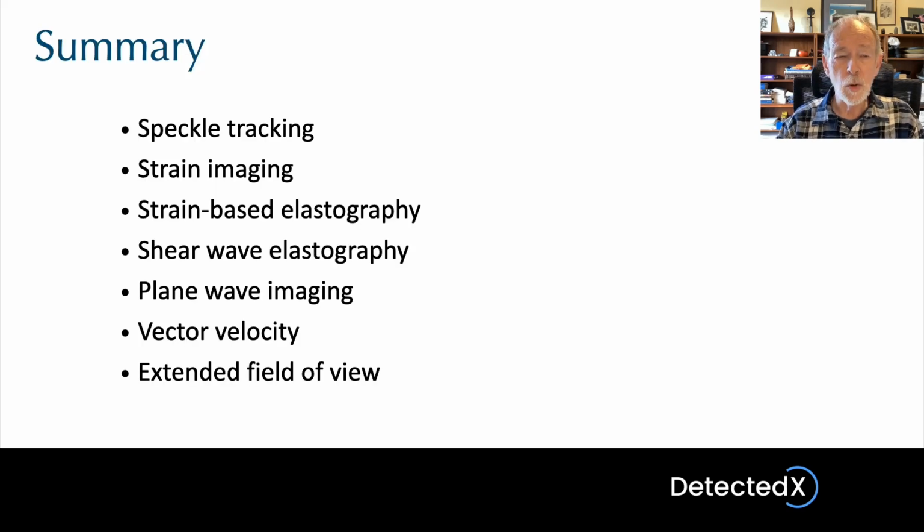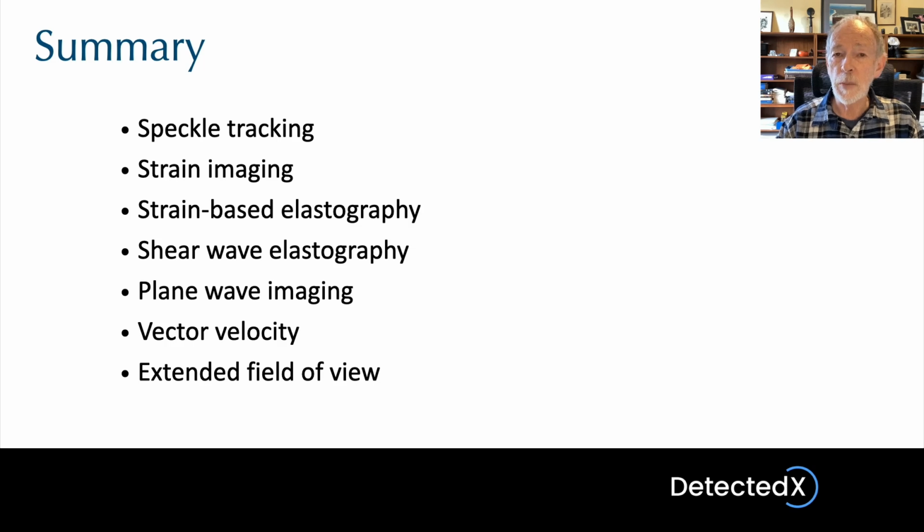So let's review what we have looked at here. I've explained the concept of speckle tracking and how that is applied to strain imaging. Then I've talked about strain-based elastography, where you are really just displaying a strain-based estimate of the relative stiffness of tissues. And then shear wave elastography, which uses a different technique and acquires actually quantitative measures of the Young's modulus, which is a measure of tissue stiffness.